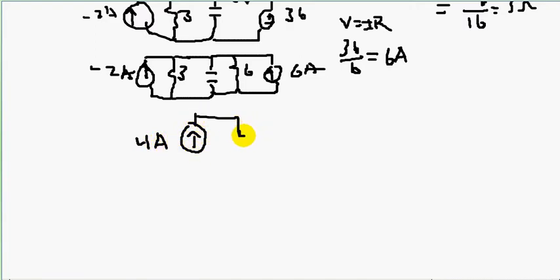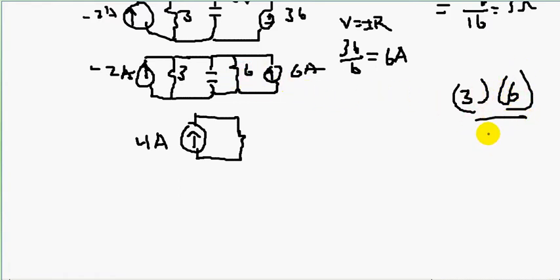And what do we have? What's the value for our resistor? Two resistors in parallel: 3 times 6 divided by 3 plus 6. We have 3 times 6, 18, divided by 9. So we have 2 ohms. 2 ohms, right? A 2 ohm resistor.